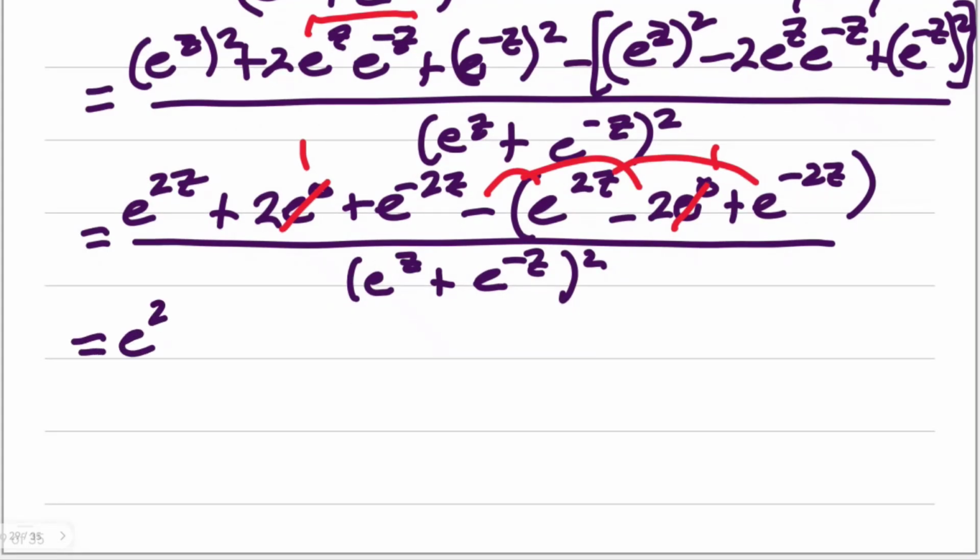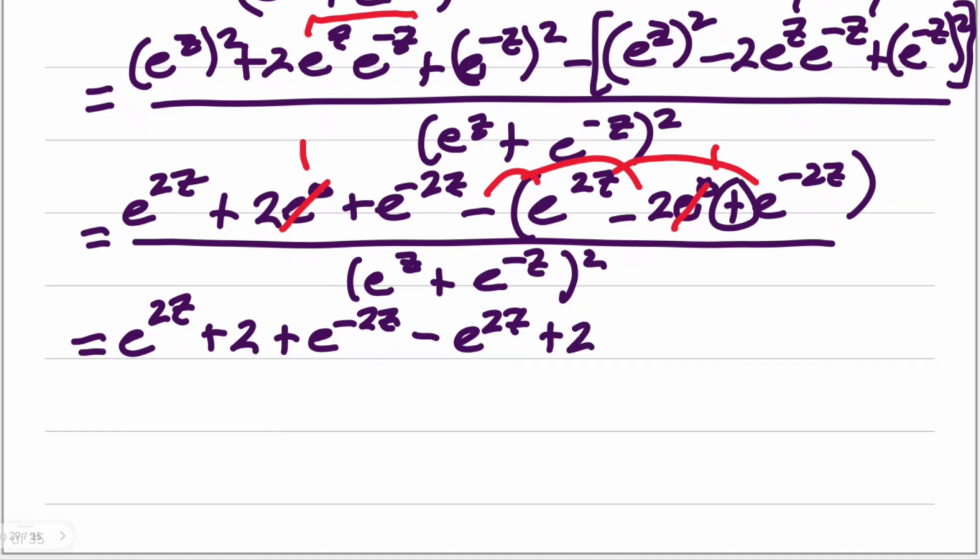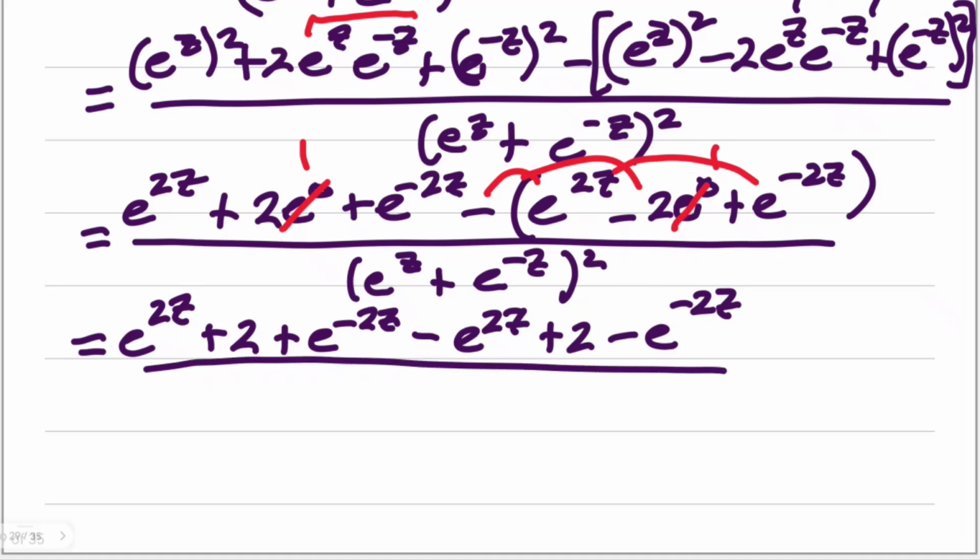So e to the power of 2z plus 2 plus e to the power of negative 2z minus e to the power of 2z. This minus becomes plus 2. This plus becomes minus e to the power of negative 2z. Again, as we try to distribute the negative sign all over the square of your denominator.